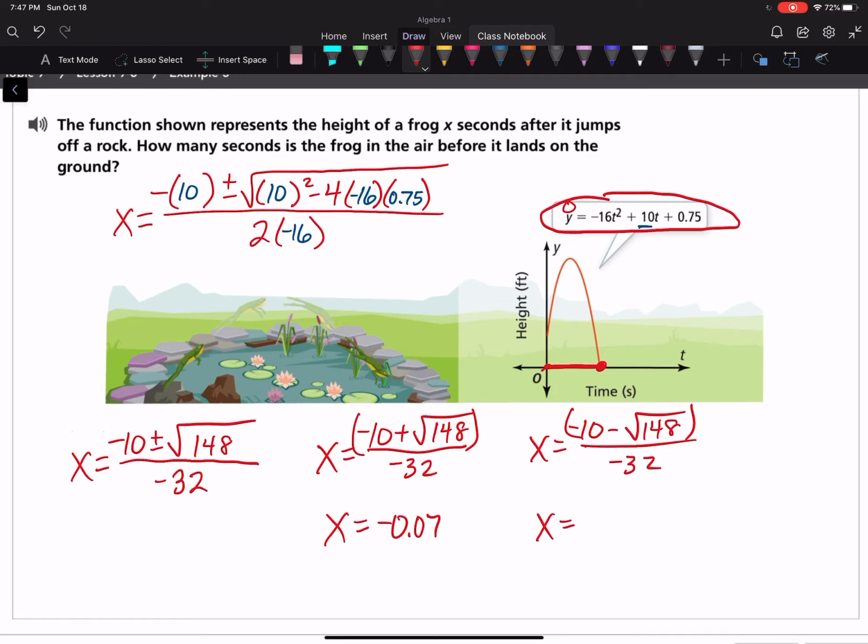And this one over here, if you subtract them, you get 0.69. So we are talking about time. And we don't go back in time, so we don't worry about that negative answer. It is just the positive x equals 0.69 seconds. That's not very long in the air, which is about right. It's a frog. It's not jumping very high.